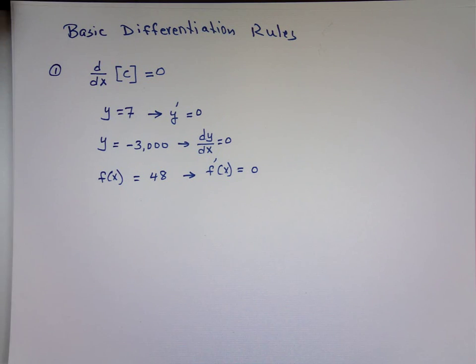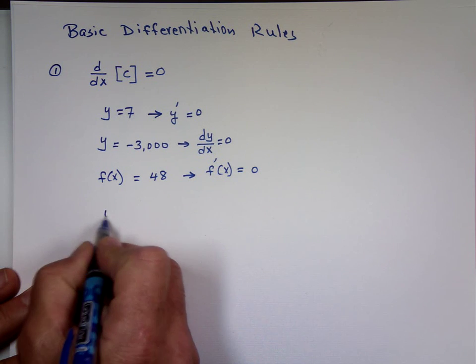0. Again, because if you have y equals 7, that's a horizontal line. The slope of a horizontal line is 0. That's why the derivative of any constant is 0. It doesn't matter how big or how small the constant is. You take the derivative of that, it's always 0.